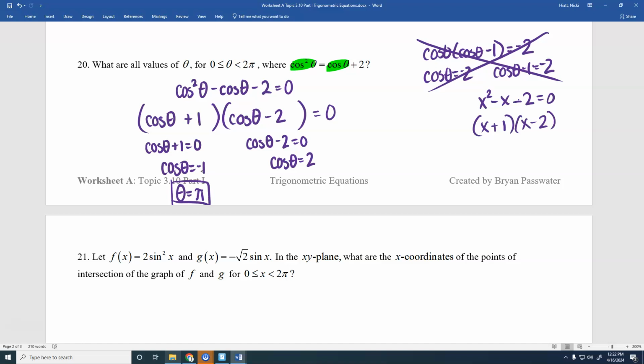It doesn't. What's the highest cosine ever gets on the unit circle? It's 1, right? Because the radius of that circle is 1. The highest you ever get is 1. What's the lowest you ever get? Negative 1.